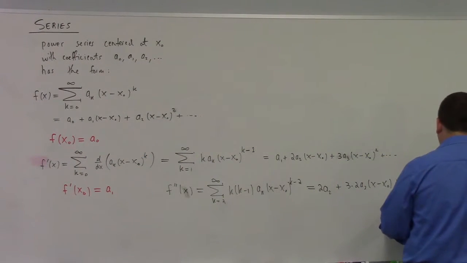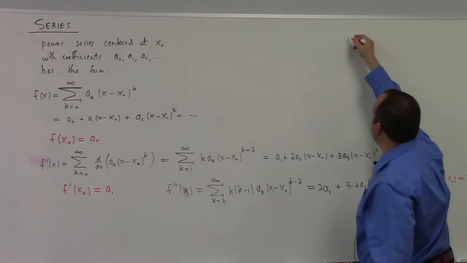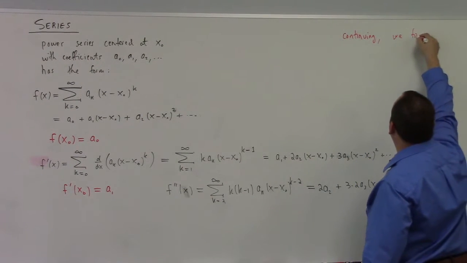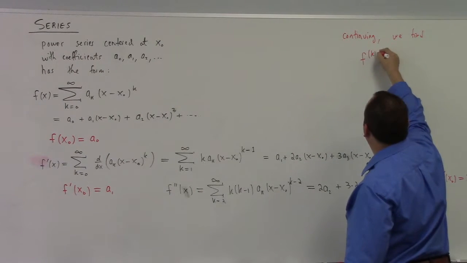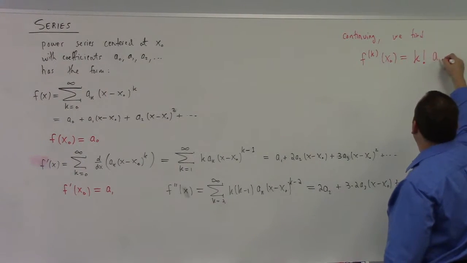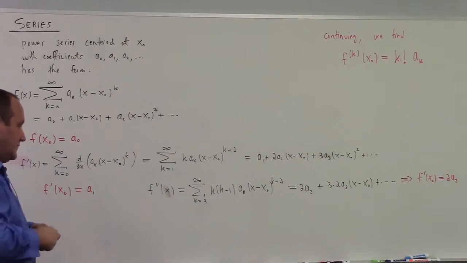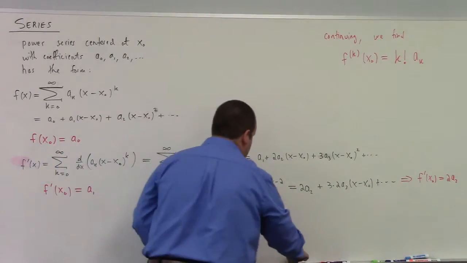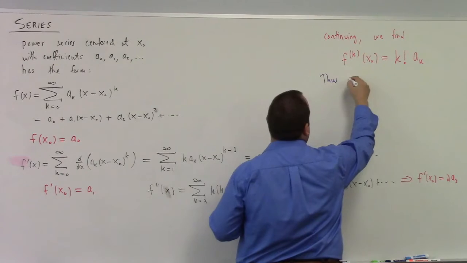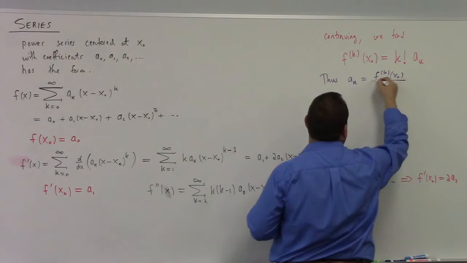Right. Continuing in this fashion, what do we get? The kth derivative at x naught is just equal to what? It's equal to k factorial times a sub k. And so, modulo a little bit of analysis that we're skipping over, we have shown, thus, a sub k is equal to the kth derivative at x naught over k factorial.